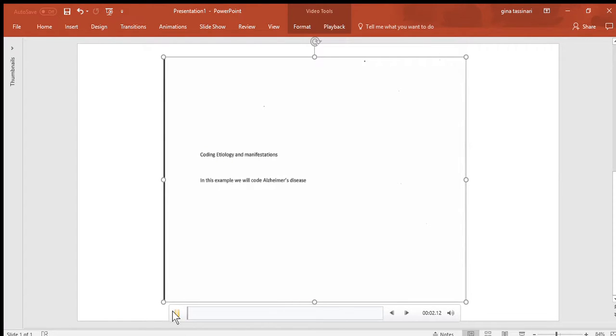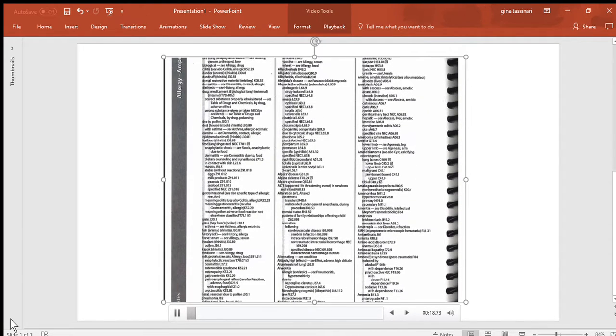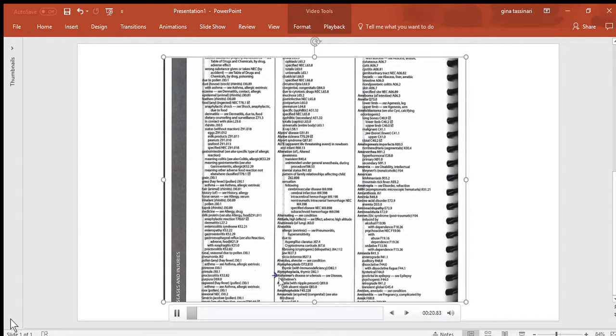Hello class. In this video we are going to take a look at coding etiology and manifestations. The example we're going to use to code is Alzheimer's disease. Now you'll start in your index to diseases. So let's look up Alzheimer's in the index to diseases. And here it is. When you look up Alzheimer's disease, it gives you a direction to "C, disease, Alzheimer's."